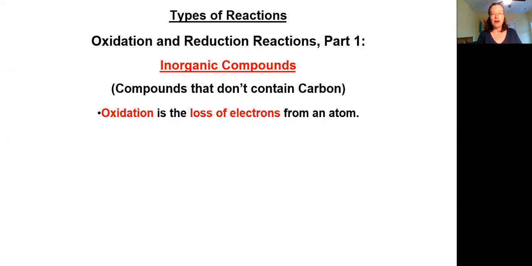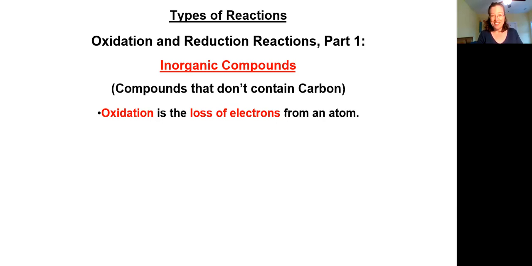First, we're going to talk about oxidation and reduction reactions involving inorganic compounds. These are compounds that don't contain carbon. Most of them are going to involve ionic compounds, so we're going to see a metal or ammonium in them somewhere and take a look at what happens to them then. The second part, we're going to talk about oxidation and reduction reactions with organic compounds. So those are all going to be compounds that contain carbon.